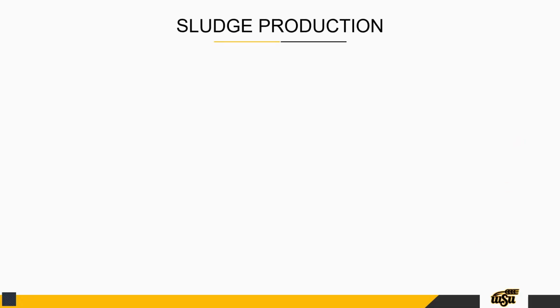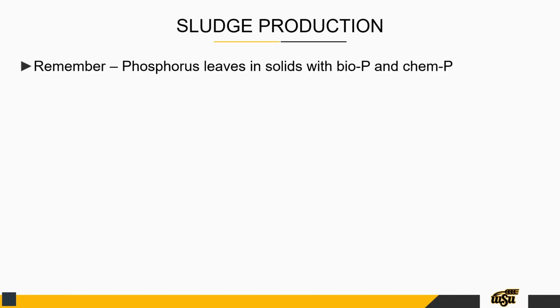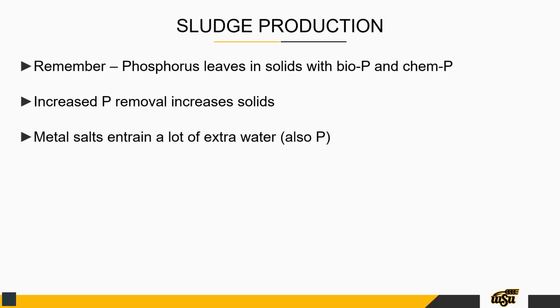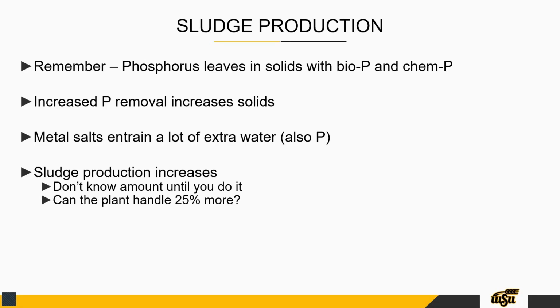Another thing is that, especially with the alum and ferric addition, you're going to have more sludge production if you're adding chemical. Because in one sense, you're just taking compounds out of solution and putting them into solids, so the mass is going to be higher. But the metal salts, especially, are going to entrain a lot of extra water, in addition to the phosphorus they're removing. So you might have 8 parts of water per 1 part of phosphorus. That will increase your sludge production.